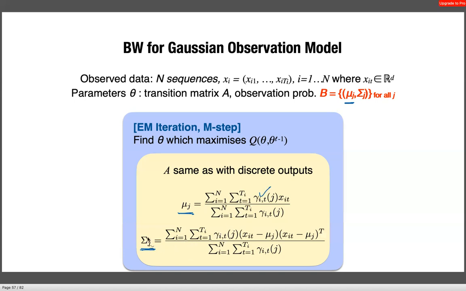And similarly, to compute the covariance matrix sigma j, in the numerator term, you'll notice this is the familiar expression which is used in covariance matrix computations. But additionally, you have the scaling with the state occupancy probability. Because this is telling you the probability of being in state j.